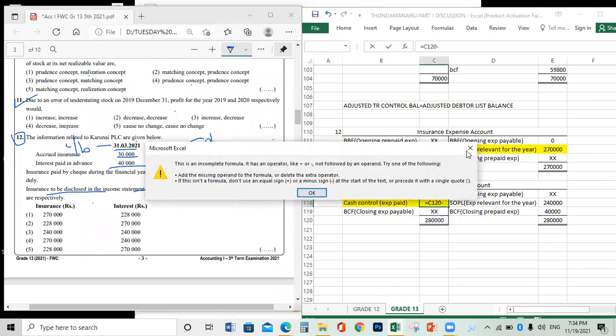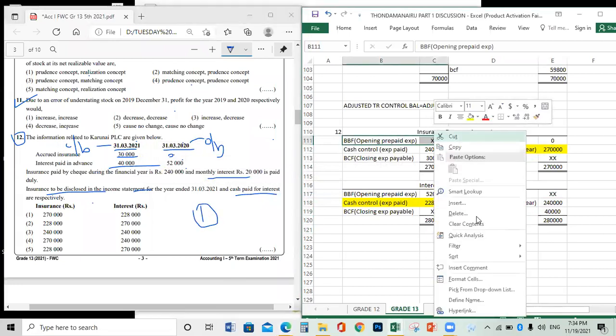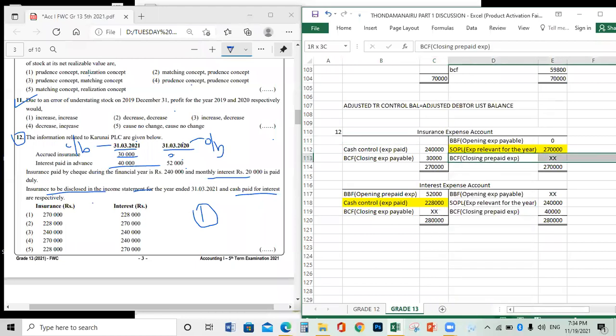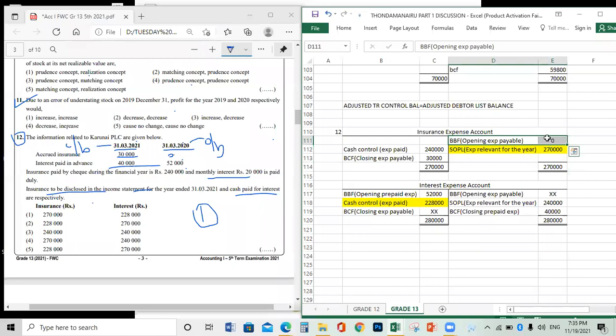The cash paid is 228,000. So what's the correct answer? The correct answer is 270,000, 228,000. Good job, guys. Answer is first one. So for this question, you don't need this.